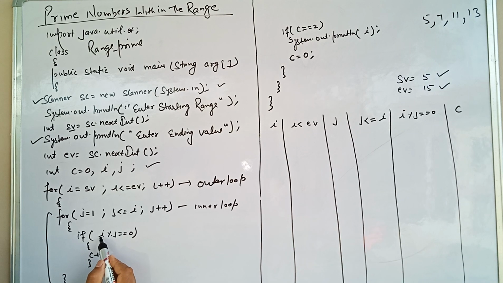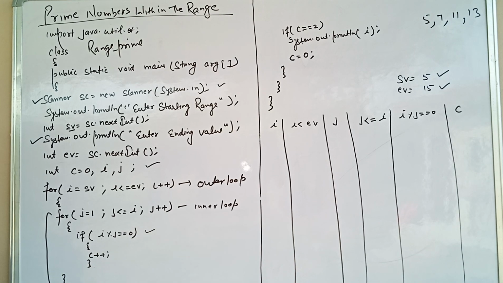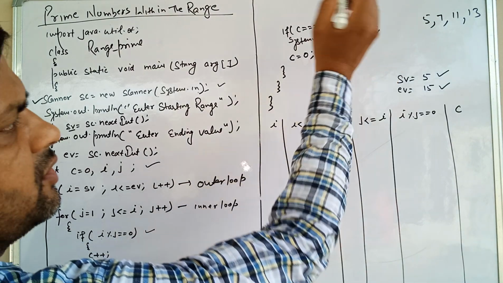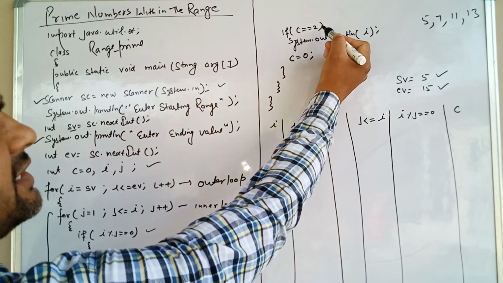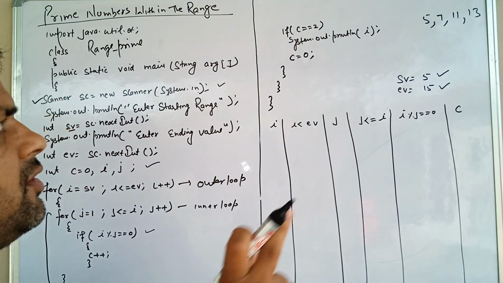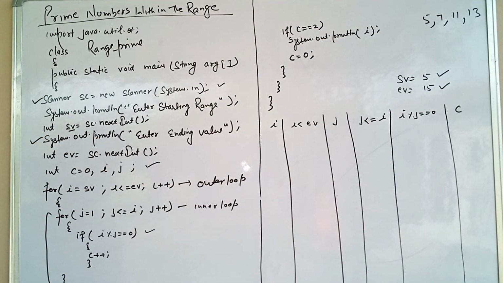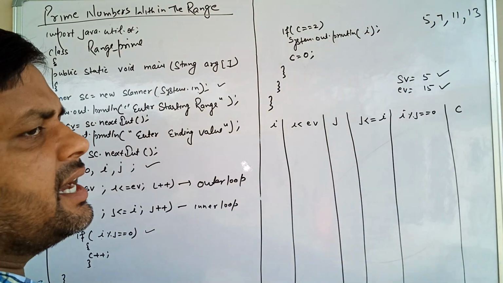So here we will write I mod J equal to 0. If this condition is true, if J is a factor of I, then C will be updated. Then this if block will be closed, and the inner loop will be closed. When the inner loop is closed, I will check for this C. If C equal to 2, I will print the value of I. It means when this C is 2, that particular value of I is a prime number. If it is a prime number, I am just printing it as it is.